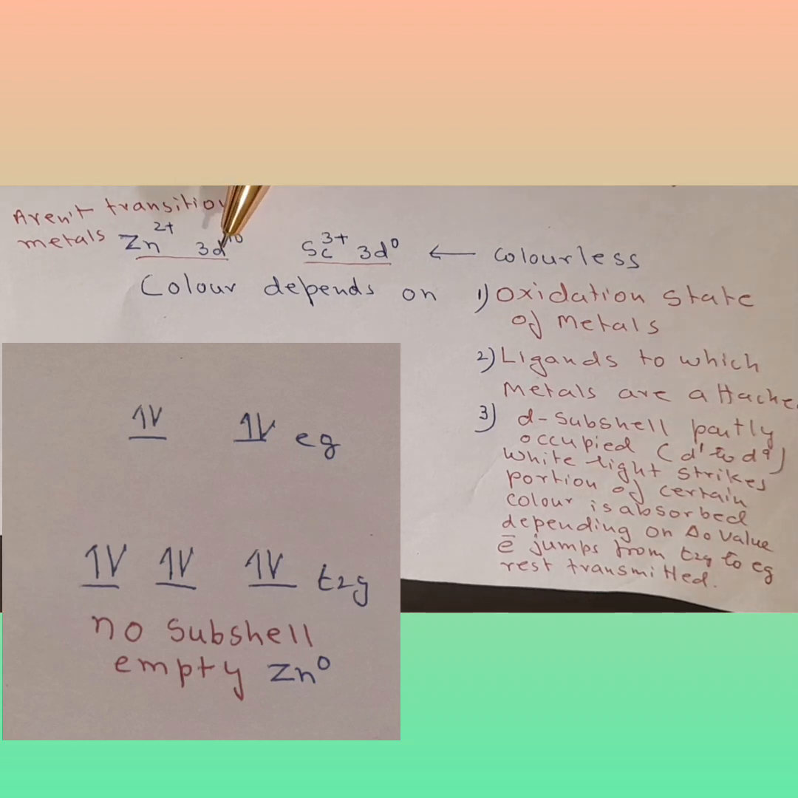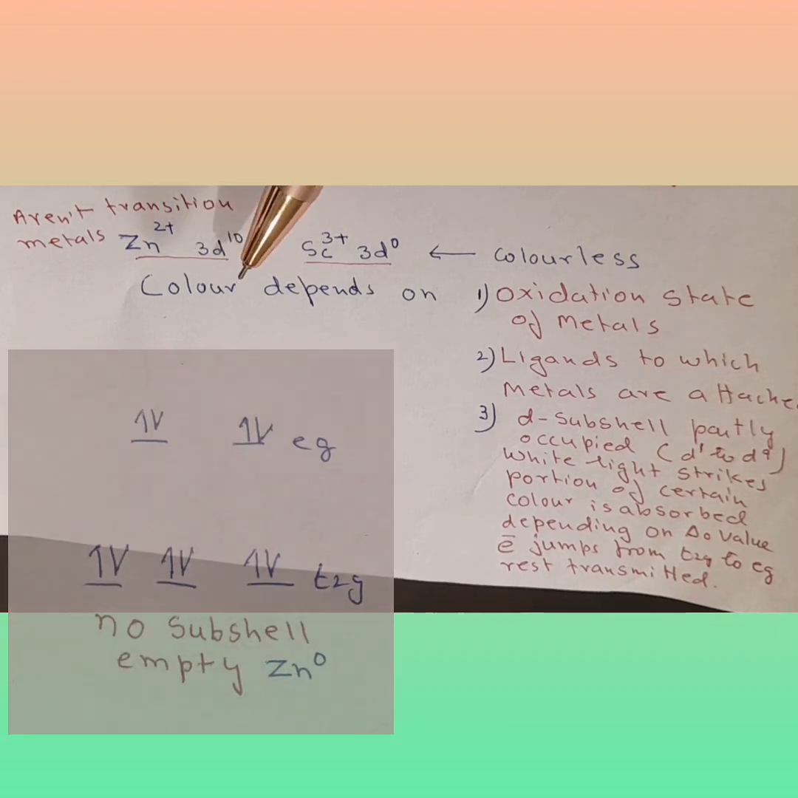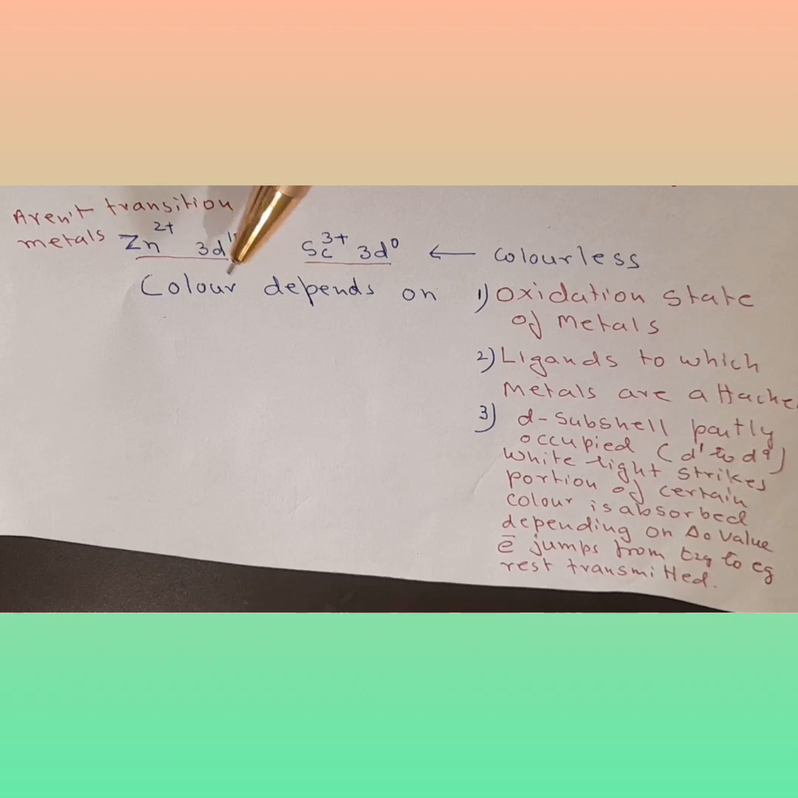Now if 3d10 is the configuration, then all the d subshells are filled with electrons. There is no empty d subshell for the electrons to jump. So how do we expect color? There won't be any absorption of wavelength from the visible region for jumping, so it won't be colored.